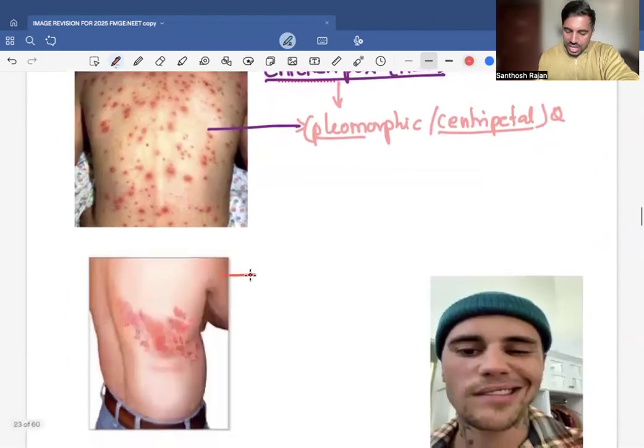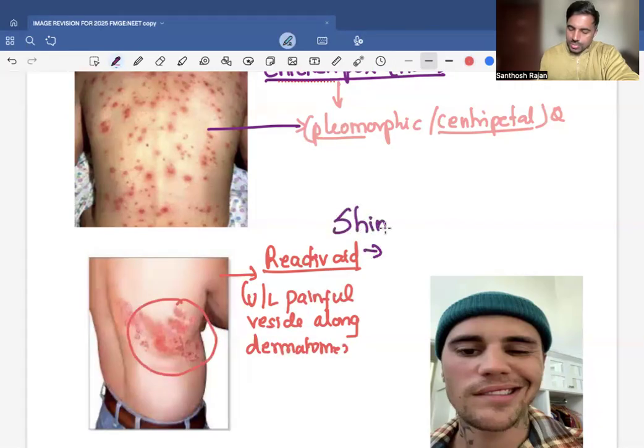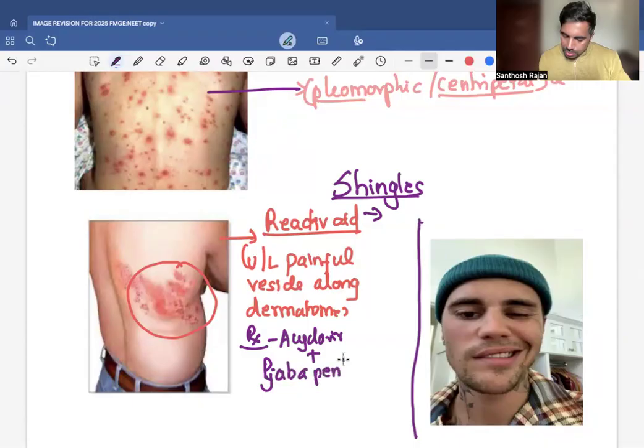Now we look at this one. When it gets reactivated, you're getting shingles. Unilateral, painful vesicles along the dermatomes. If you see it unilateral, along only a single side, that is called shingles. Very important. For the treatment you give acyclovir, as for all herpes zoster and varicella, but here it is very painful, so we give gabapentin or pregabalin. Painkillers you have to give, very, very important.